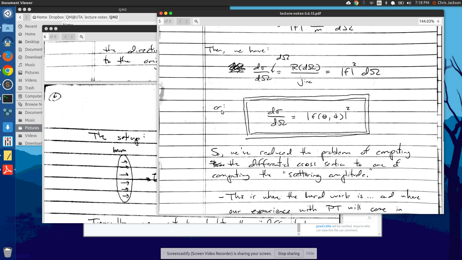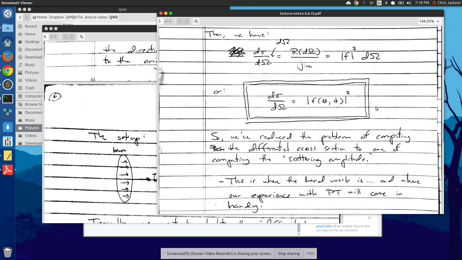And so what I find is that the differential cross section is nothing but the modulus squared of our scattering amplitude. I put this in double boxes. It probably should be in a triple or quadruple box. It's that important. So once we compute the scattering amplitude, if we're after an observable like the differential cross section, all we have to do is take the modulus of that thing squared.